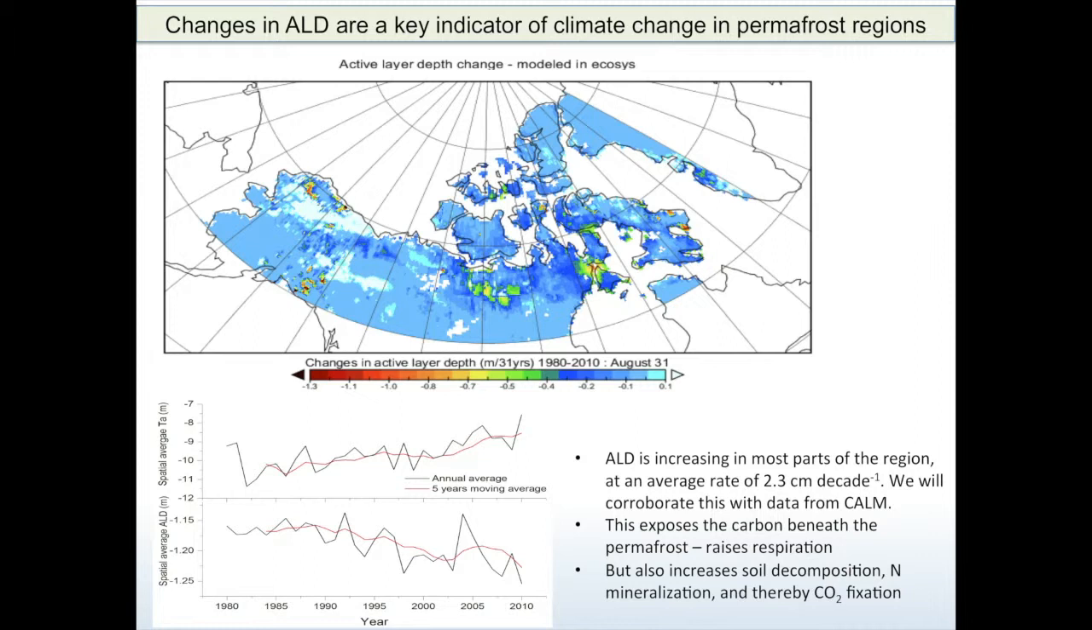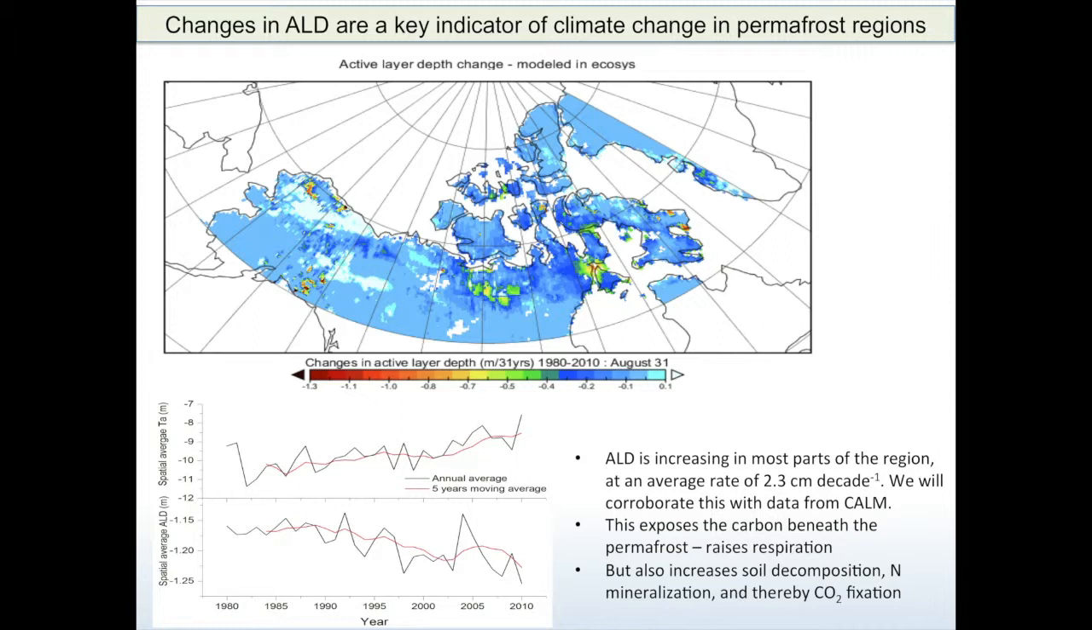He's got some deeper areas here just to capture some weird spots in here, but they're not really widely distributed, so we won't pay too much attention to them. The main point that he made is that active layer depth is increasing in most parts of the region at an average rate of about 2.3 centimeters per decade. Now there is actually long-term active layer monitoring going on through the Canadian Active Layer Monitoring Project, and we'll see if we can corroborate these trends.